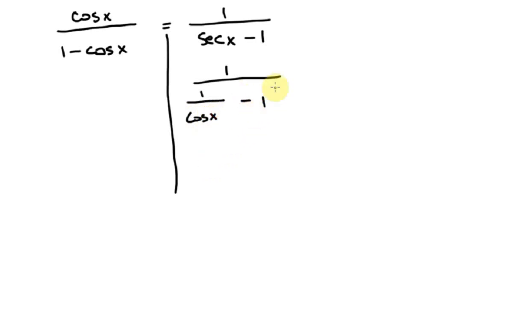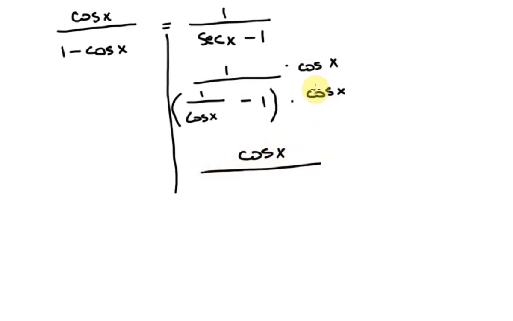Then I'm going to look at this and say, oh boy, how do I clean up this mess? Actually, it's not too bad. So what I'm going to do is multiply the top and bottom by cos x. And that way I'm going to get rid of that fraction. Notice it's top and bottom multiplied by cos x. So on the top, I would have cos x times 1. And look what I get on the bottom. I get cos x times 1 over cos x, which is 1. And then I get cos x times negative 1, which is negative cos x. And I go, oh, so you're saying left side equals right side. And yeah, pretty easy proof.